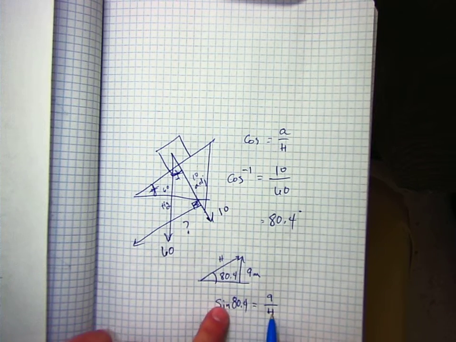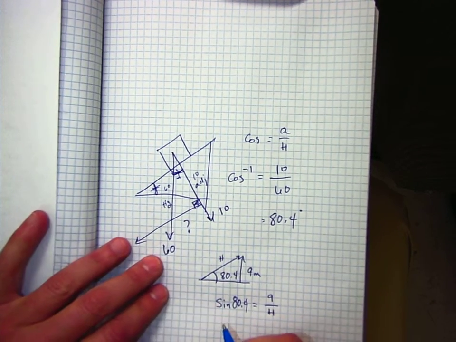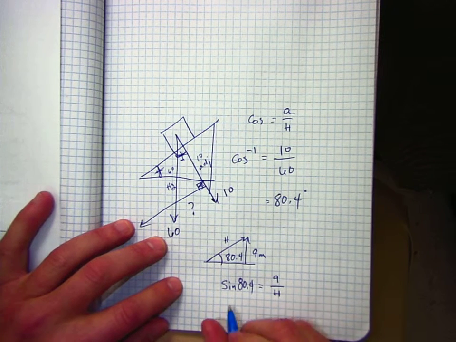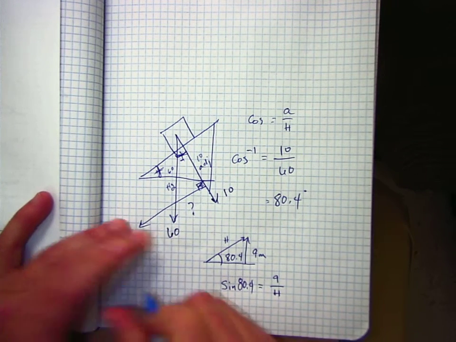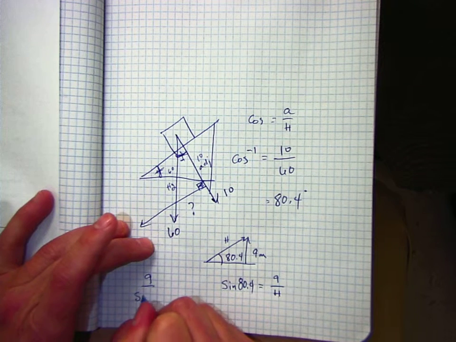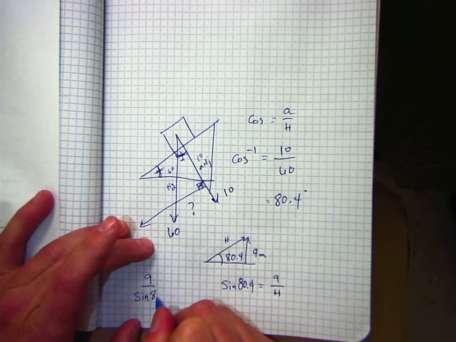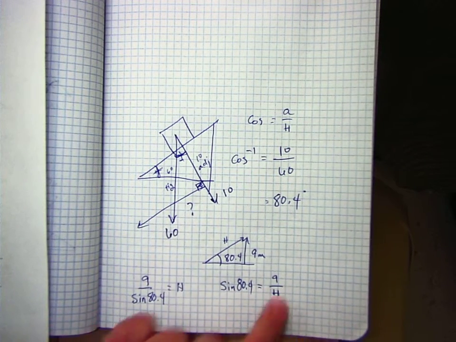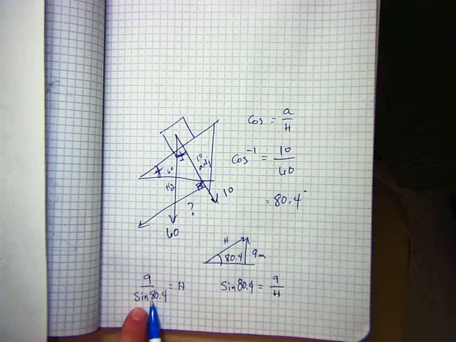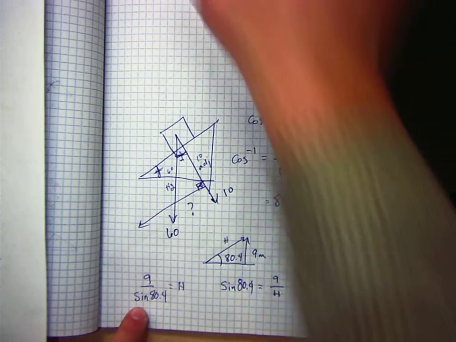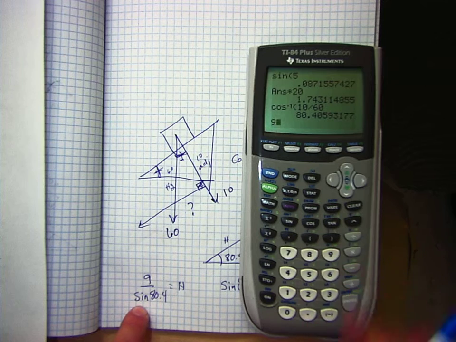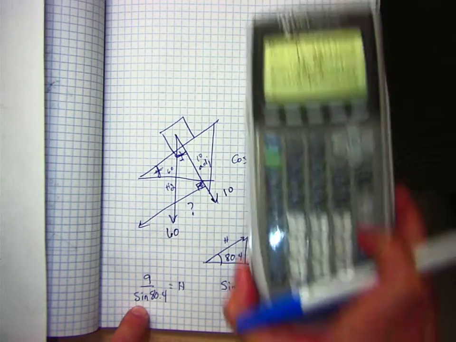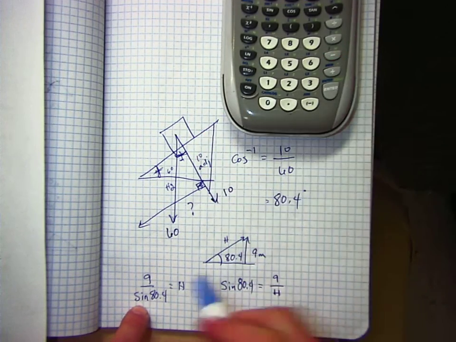Rearrange the equation. I know that I can flip-flop these two numbers when I have a variable in the denominator. So I have 9 divided by sine 80.4 will be equal to the h. I can just flip-flop those. We've talked about that 100 times. I treat this like one single number because that's what it is. And so I hit 9 divided by sine 80.4, enter, right there.